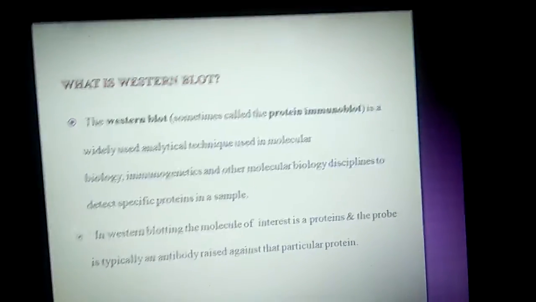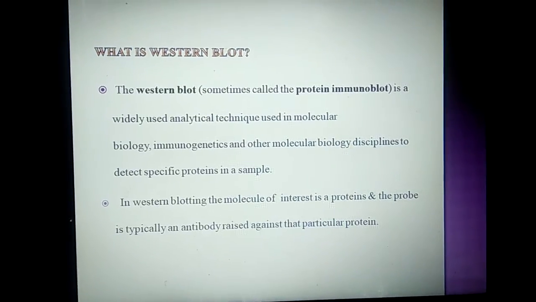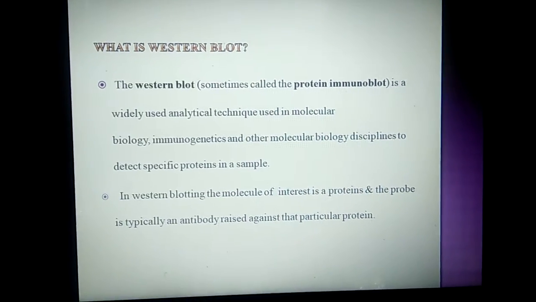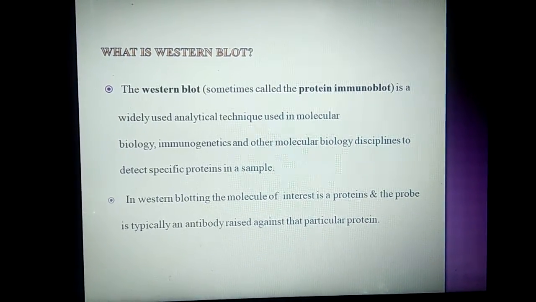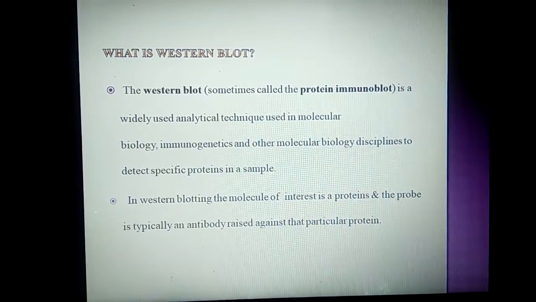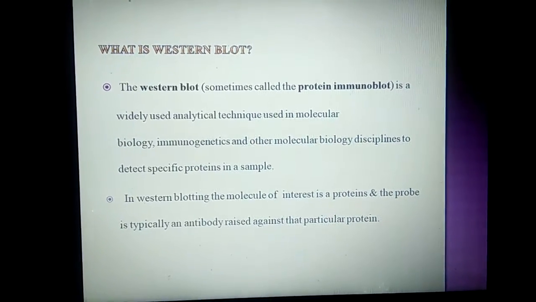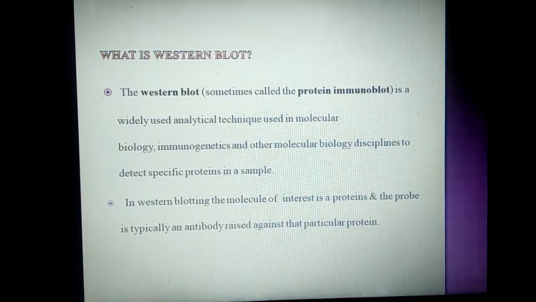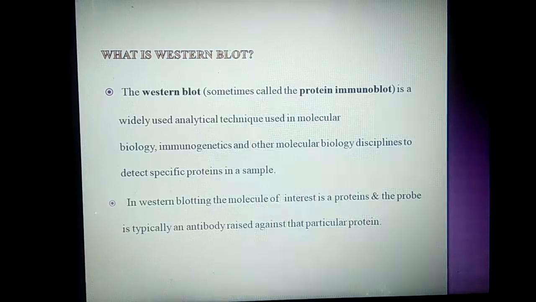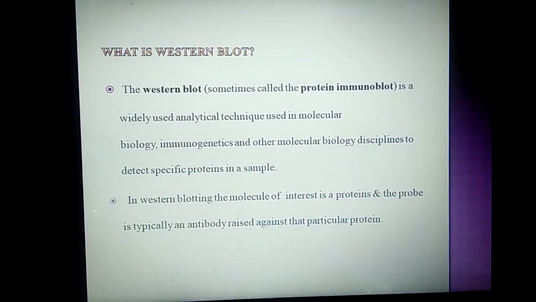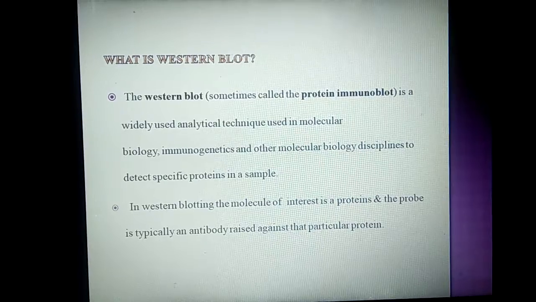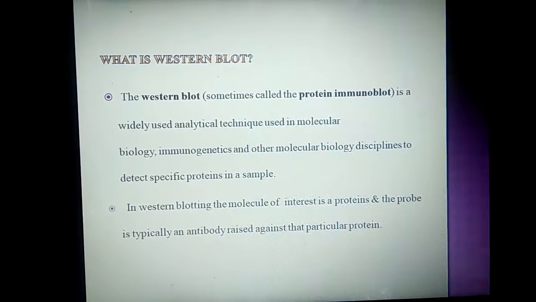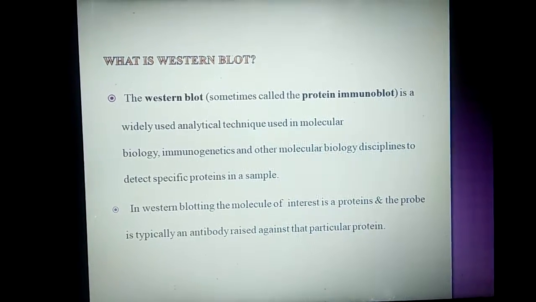Basically, Western blotting, also called protein immunoblot, is a widely used analytical technique used in molecular biology, immunogenetics, and other molecular biology disciplines to detect specific proteins in a sample. In Western blot, the molecule of interest is a protein, and the probe is typically an antibody raised against that particular protein. We are basically detecting the protein of interest.